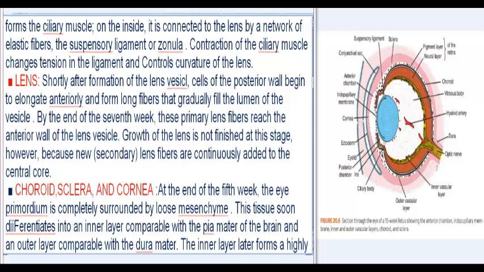Choroid, sclera, and cornea. At the end of the 5th week, the eye primordium is completely surrounded by loose mesenchyme. This tissue soon differentiates into an inner layer comparable with the pia mater of the brain and an outer layer comparable with the dura mater.